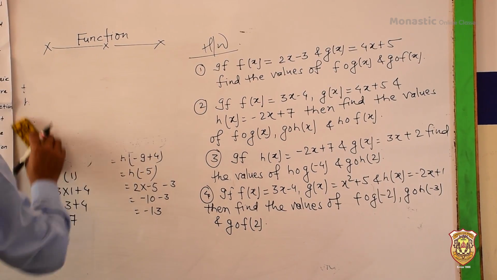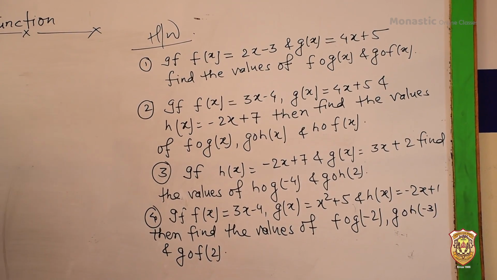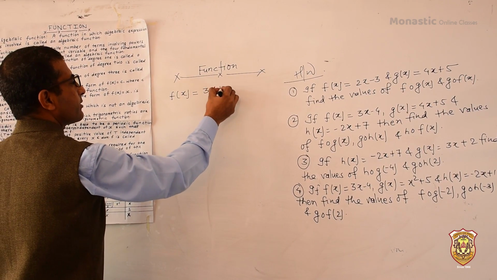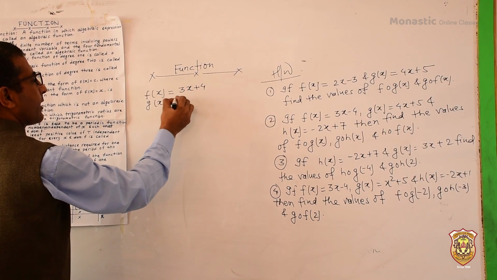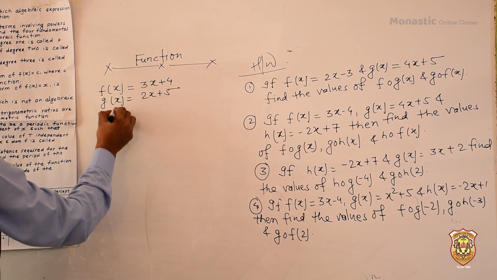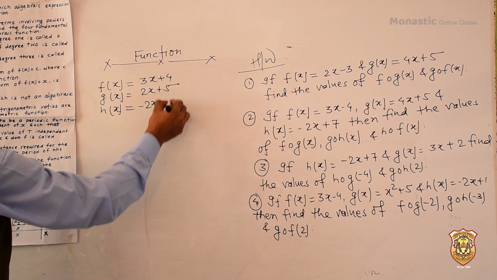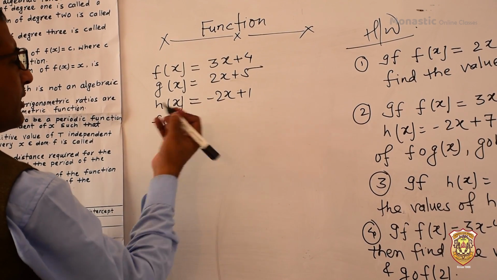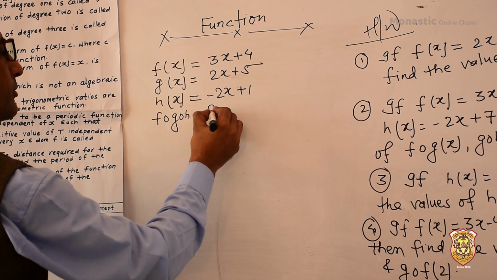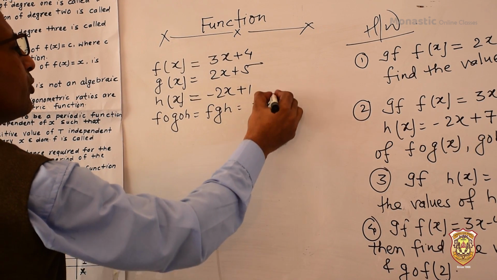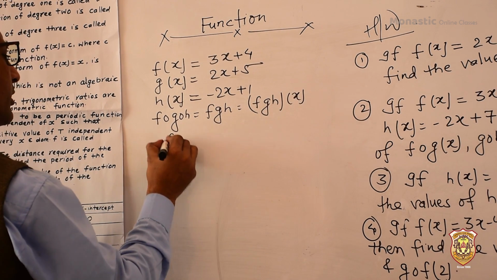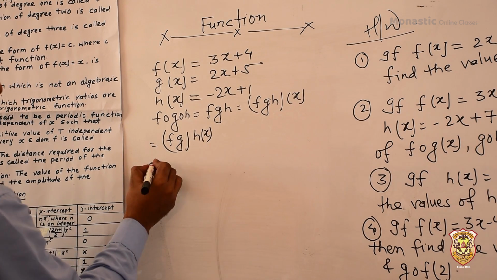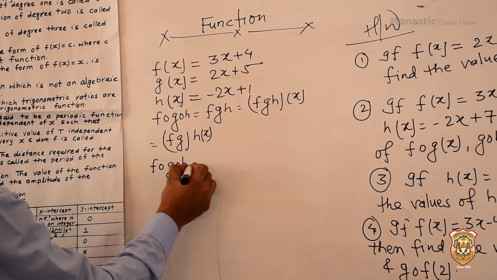So you have learned how to find the composite function. Again, going further, if there are more than 2 functions, f of x is 3x plus 4, g of x is 2x plus 5, h of x is minus 2x plus 1, and we have to find f circle g circle h. Whether the circle is written or not, either it is written in this way or in this way, all these are the same. F circle g circle h.